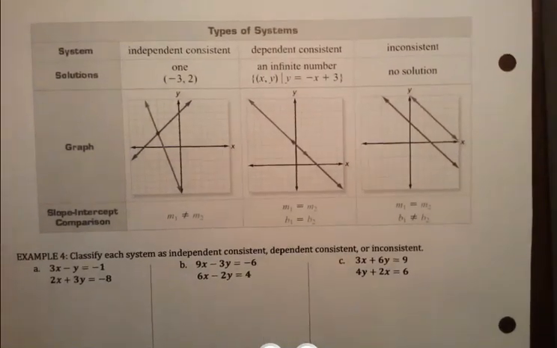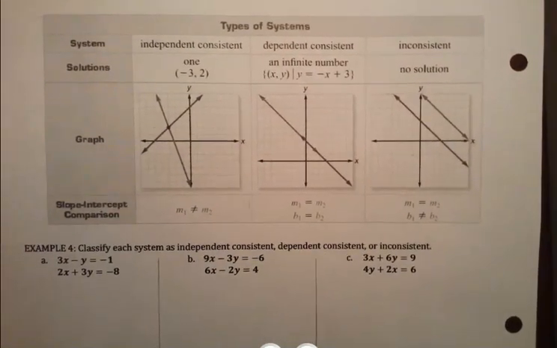Okay, let's clear this and go to the back. All right, on the back, we're going to talk about some types of systems. We have 3 different types, and this is every system, how we can classify them. So, first up, our system is an independent consistent. We're going to write that one as IC, is how we abbreviate it.